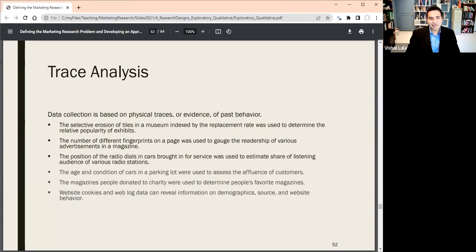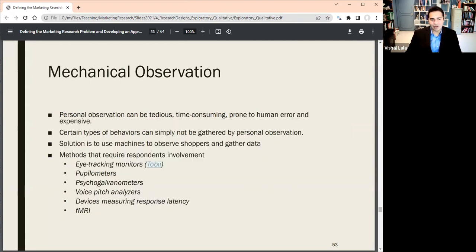Trace analysis examines what is left behind after a person has moved on from the place. A very old example of this is looking through what people were listening to in their cars when the car is brought in for service, as a way to learn about what they're listening to on the radio. Not very common anymore, but that's one example of trace analysis. A more modern way would be looking at website cookies and weblog data to learn more about what people are doing online. Now, I really want to focus here mostly on mechanical observation.